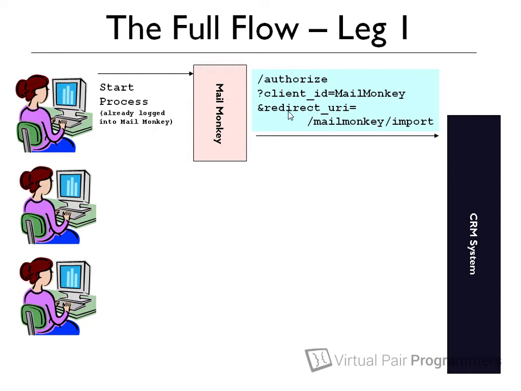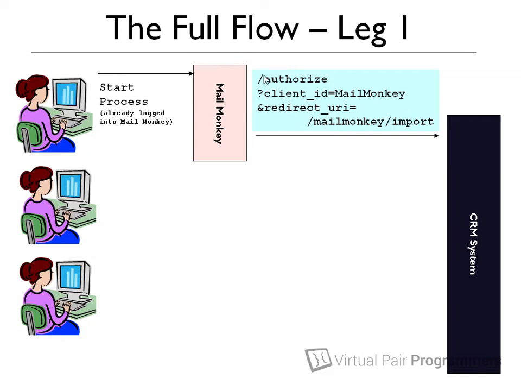And I mentioned that we need to send two parameters. That's going to be the client ID. Well, we know what that is. That's going to be MailMonkey. And I think we'll use lowercase m's, but that doesn't really matter. And we also need to send the redirect URI. Now, that's the page that we want to kick off the second leg. So that can be any URI of our choosing.